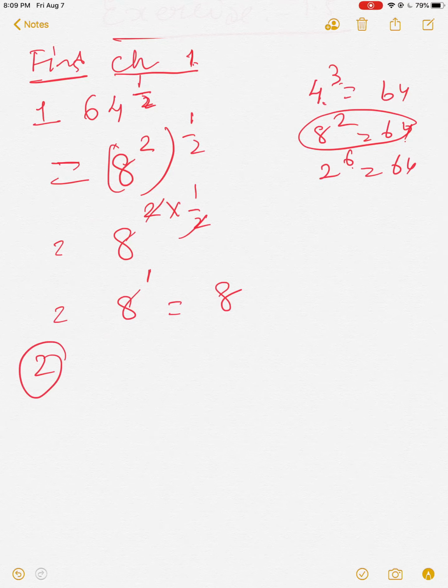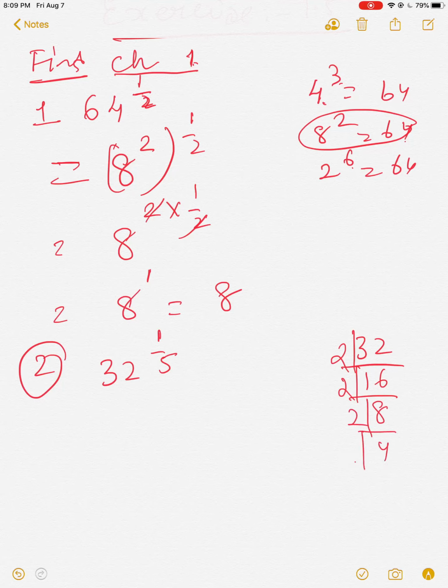Then second problem is 2 raised to power 32 raised to power 1 upon 5. Okay, 32 can be written as, if you want to, you can follow this method. 2 16s are, 2 8s are, 2 4s are, 2 2s are, 2 1s are. How many 2s are there? Count 1, 2, 3, 4, 5. So here 5 is there in the exponent, 1 upon 5 is there.